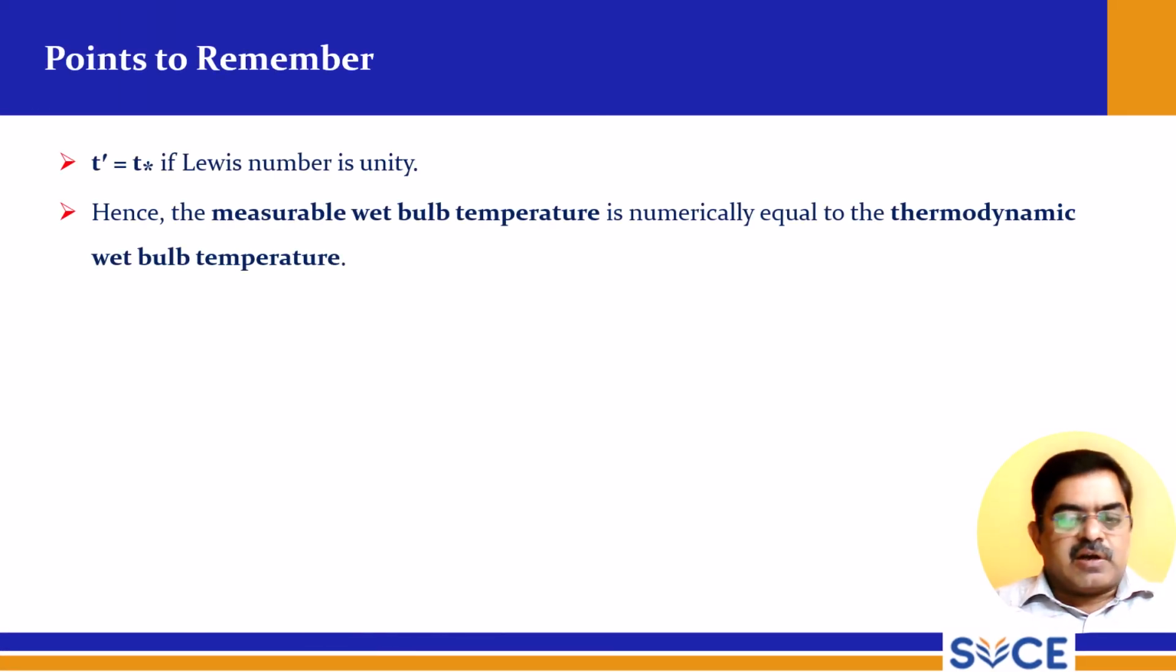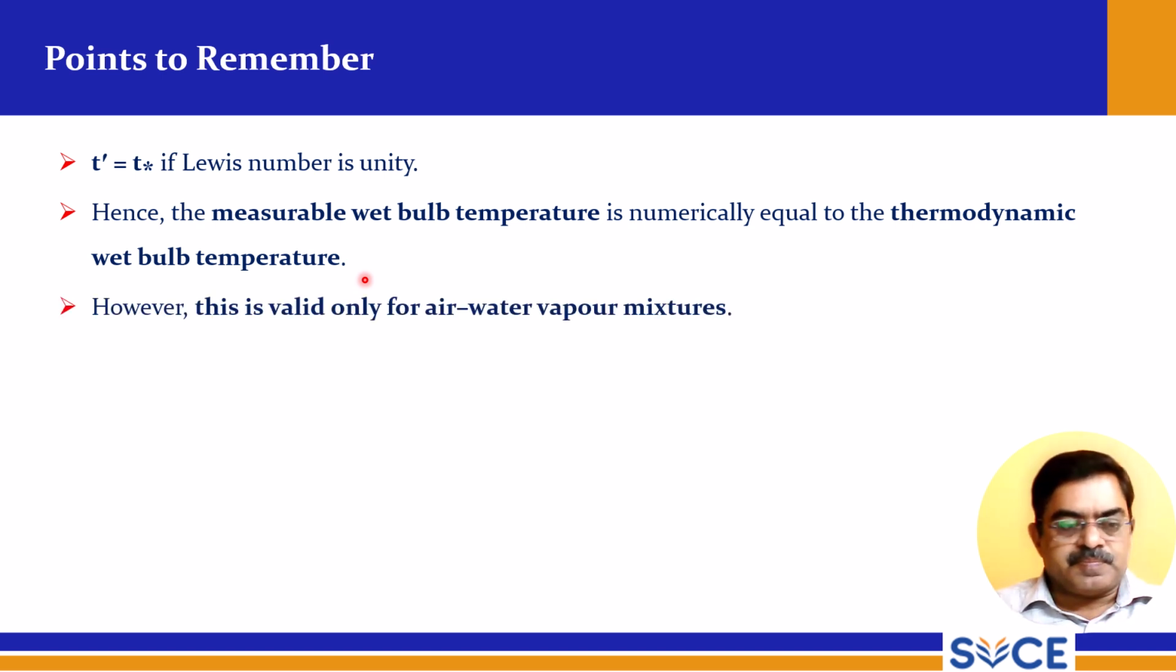So from here you can conclude that T dash equals T star if the Lewis number is unity. Please remember this. Hence the measurable wet bulb temperature is numerically equal to the thermodynamic wet bulb temperature. So when T dash equals T star, the measurable wet bulb temperature is numerically equal to the thermodynamic wet bulb temperature.